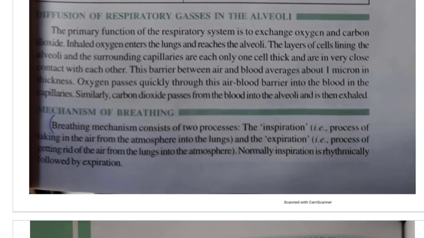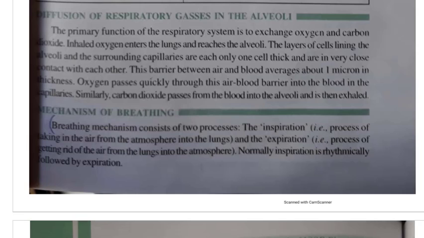Oxygen passes quickly through the air blood barrier into the blood in the capillaries. Similarly, carbon dioxide passes from the blood into the alveoli and is then exhaled. So, diffusion of respiratory gases means how oxygen and carbon dioxide get exchanged in the lung.